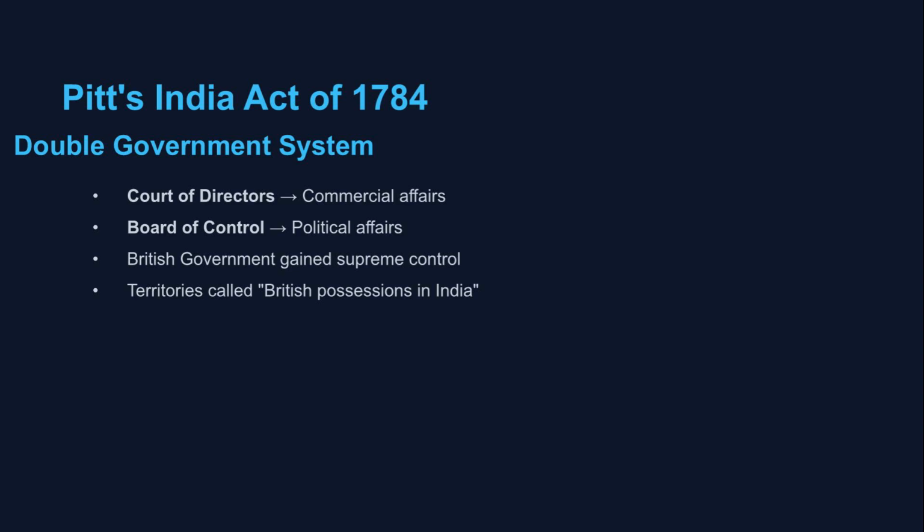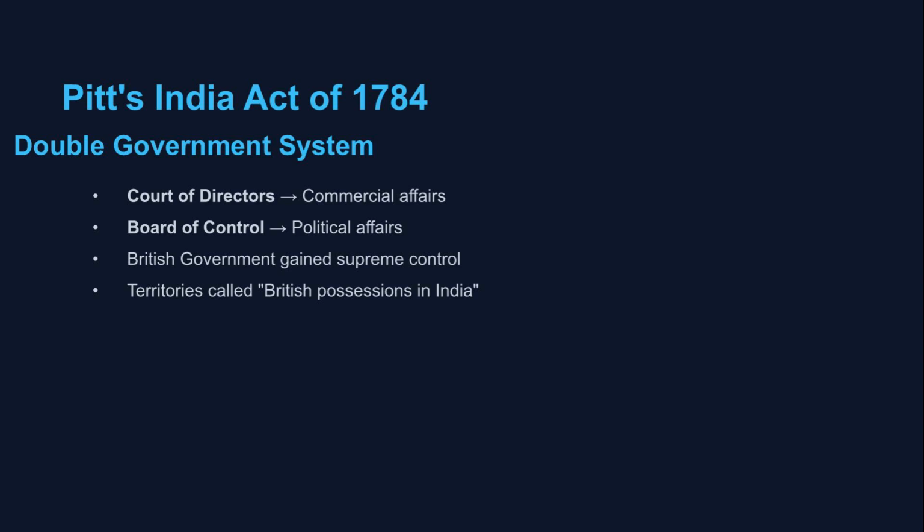The key innovation was the creation of a system called double government. Here's how it worked. The Court of Directors continued managing the commercial affairs of the company, ensuring profitability. But a new body called the Board of Control was created specifically to manage all political affairs, governance, revenue, military matters. This was significant because it clearly separated commercial interests from political governance. The Board of Control was empowered to supervise and direct all operations of civil and military government and revenues in the British possessions in India.